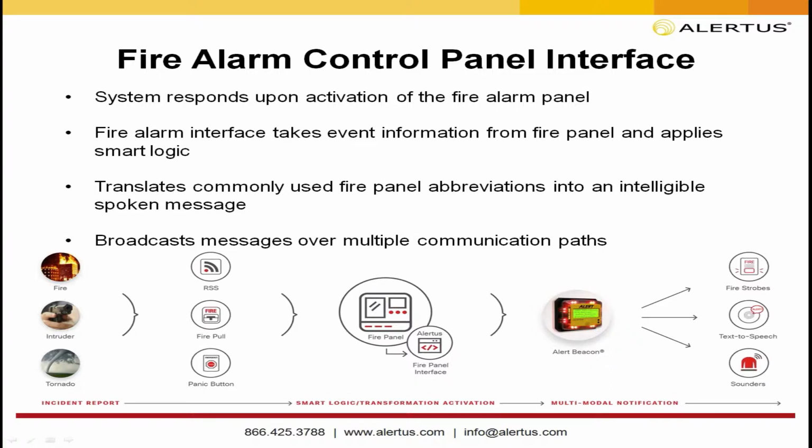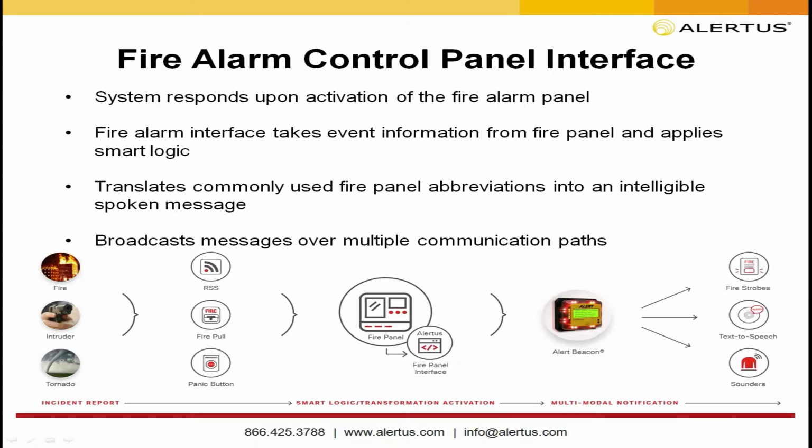As you can see on the bottom right-hand side, the alert beacon would be able to activate other strobes if you don't want to use your existing fire panel strobes, or you don't have fire panel strobes that are labeled alarm or anything other than fire. You would also be able to connect to other speakers, PA systems, or giant voice systems that you already have, and leverage those to get that same message out.